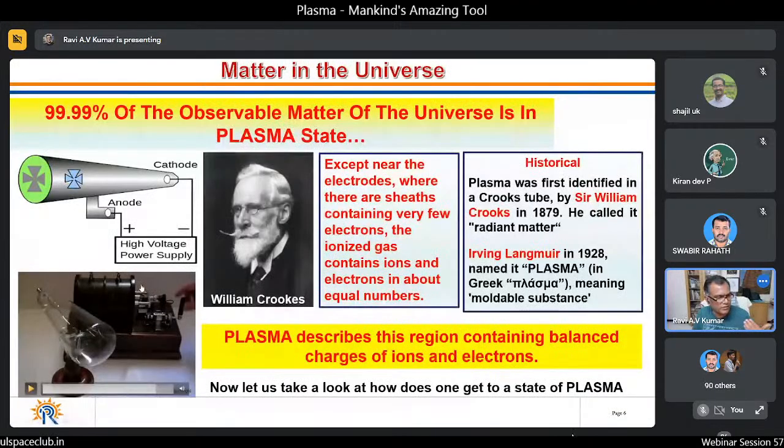But his students have written that he named it plasma simply because it reminded him of blood plasma, because blood plasma carries all the components of the blood. The same way, this radiant matter carried all the components of the plasma. But what are the components of plasma? Let us look at that.